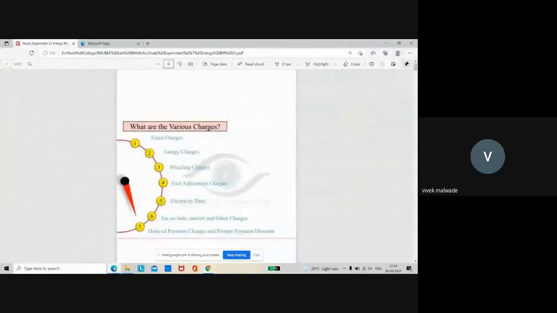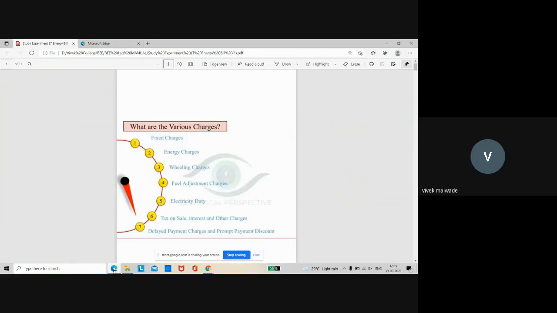Is my screen visible? Now first we will see what are the various charges that are placed on an electricity bill. So these are the charges that are placed in an electricity bill. First is the fixed charge. Second is the energy charges. Energy charges are nothing but the units that you actually consume per month.